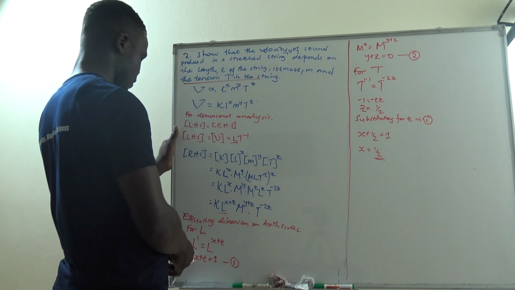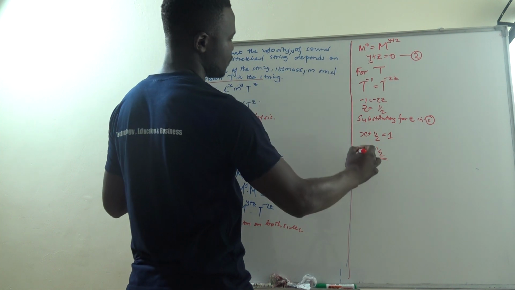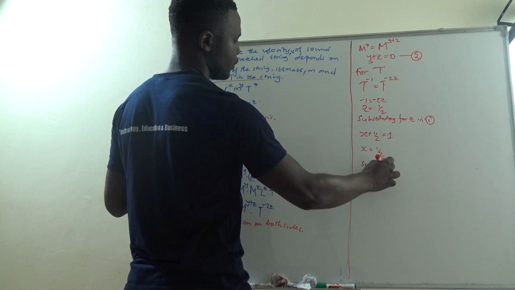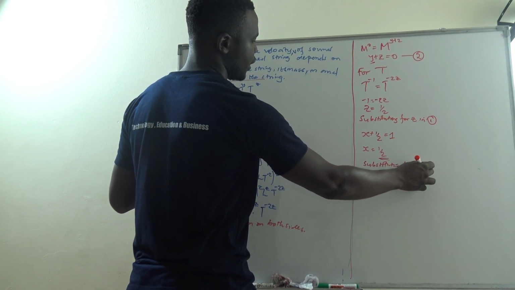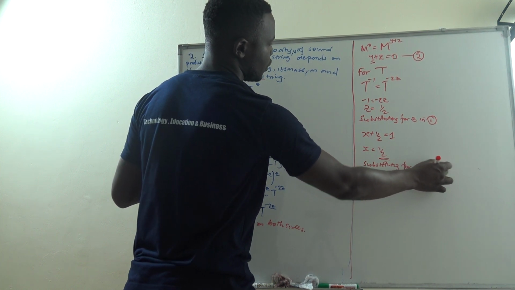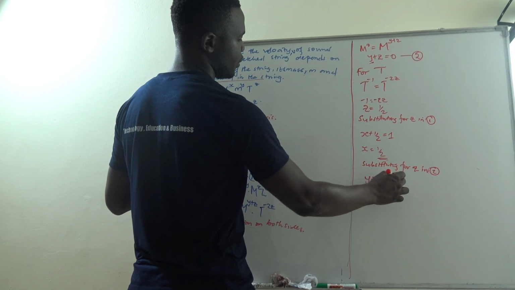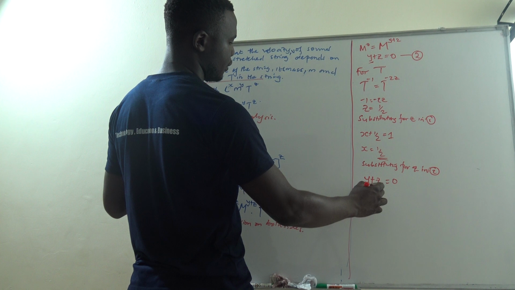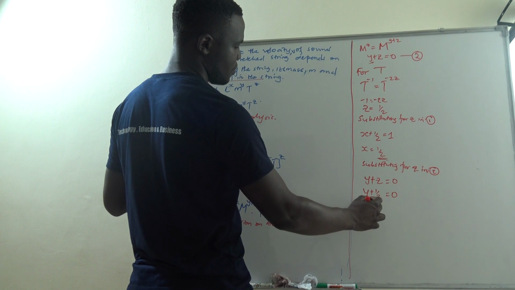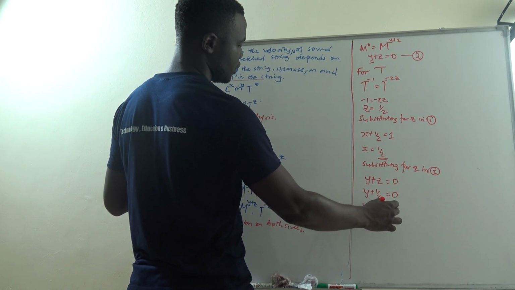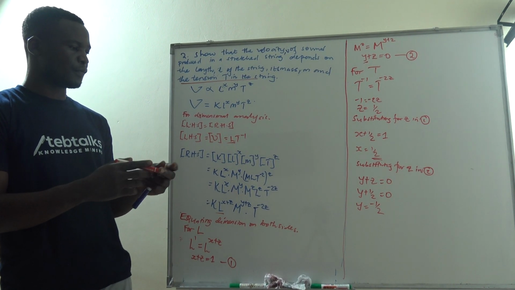Now I have the value of z and x. The only unknown I have here is y. Let me also substitute for z in equation 2. y plus z is equal to 0. So y plus a half is equal to 0. Mathematically, this tells me that y is equal to negative a half.